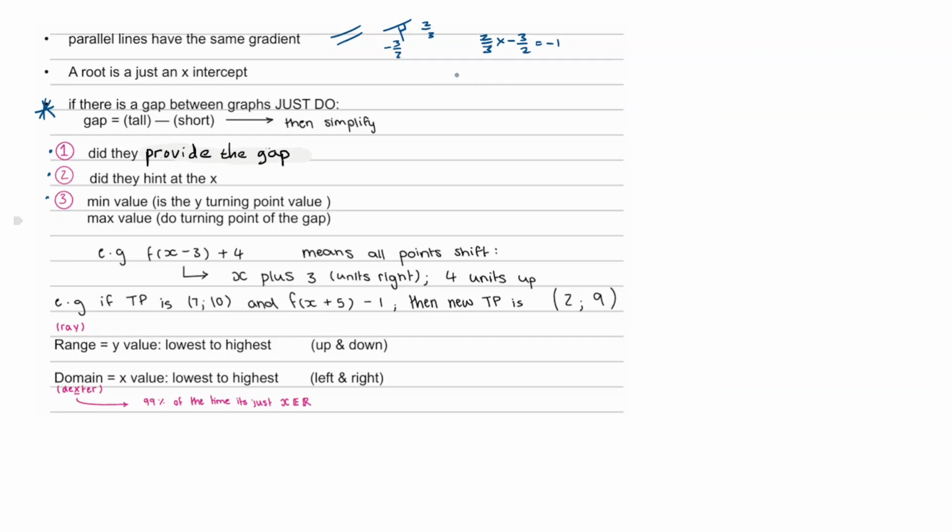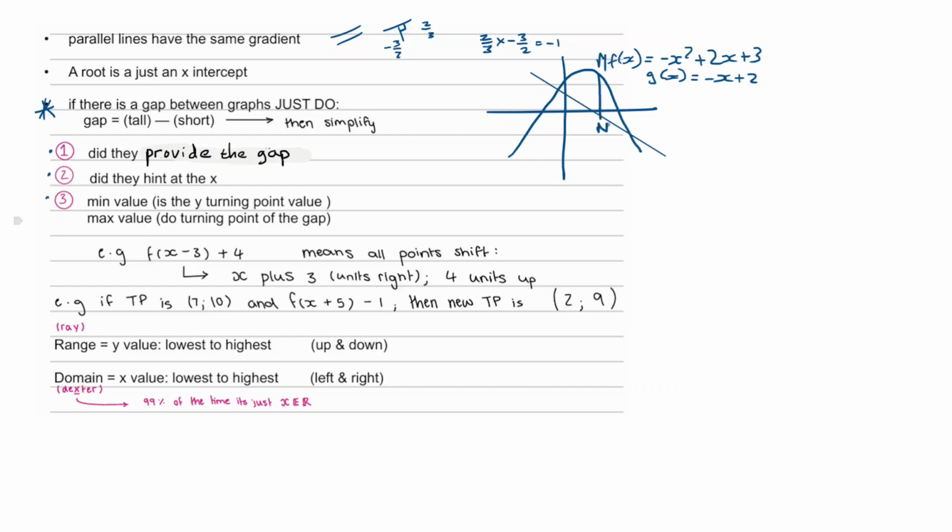And so if you've got the equation, let's just say f equals negative x squared plus 2x plus 3, and you've got a straight line graph that's minus x plus 2. And they say to you, what is the gap? Well, we'll look at what are the different ways I could ask it.